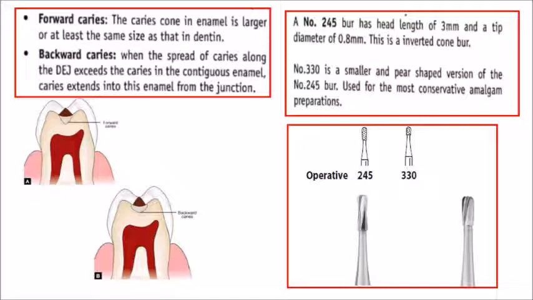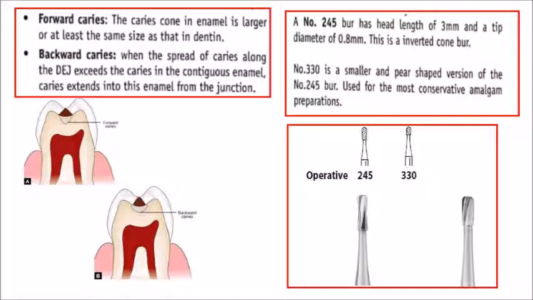Now for the cavity preparation, a number 245 bur, which has a head length of 3 mm and a tip diameter of 0.8 mm, is mainly used, which is the inverted cone bur. So the number 245 bur is the important bur for cavity preparation. This 0.8 mm diameter, we can remember as 1 mm, because that 1 mm should be the width of the cavity.